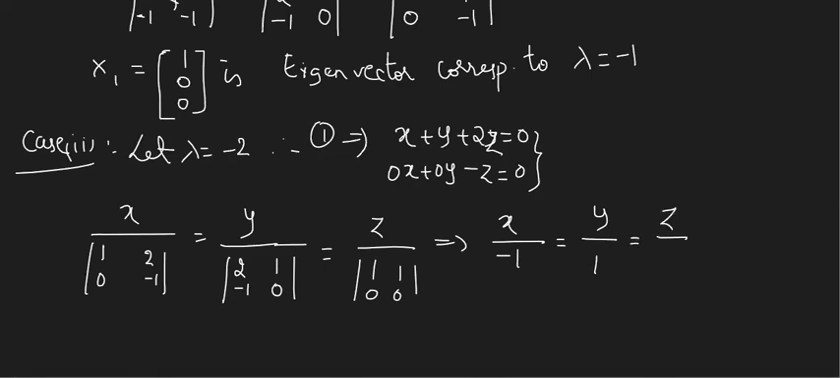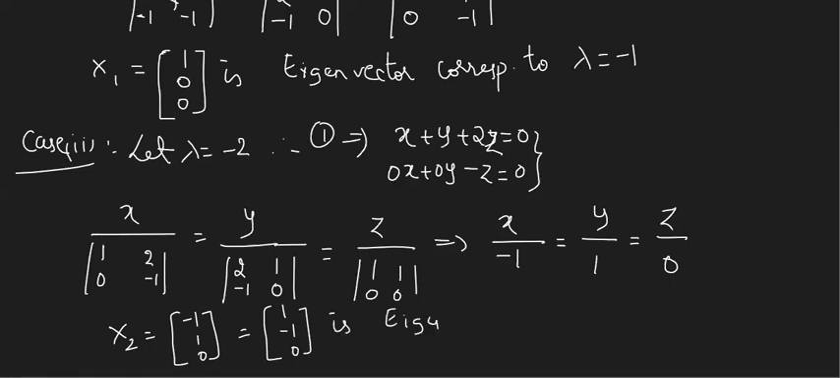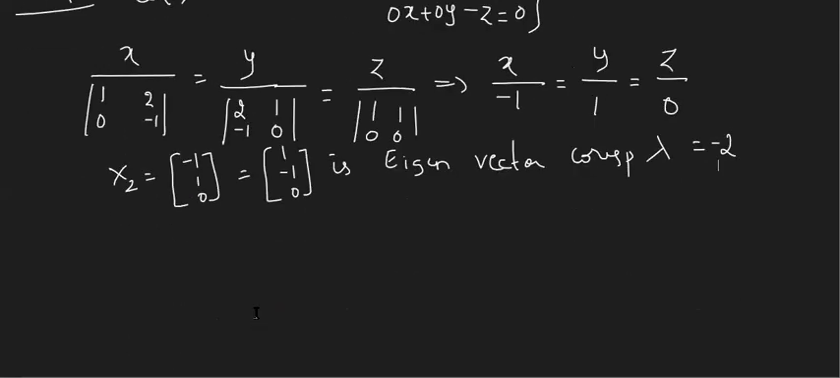So tell me what is my x2? -1, 1, 0. If you don't want to keep the first as -1, you can take -1 common and write it like 1, -1, 0 also. This also will do. This is the eigenvector corresponding to lambda equal to -2. Are the things getting clear?